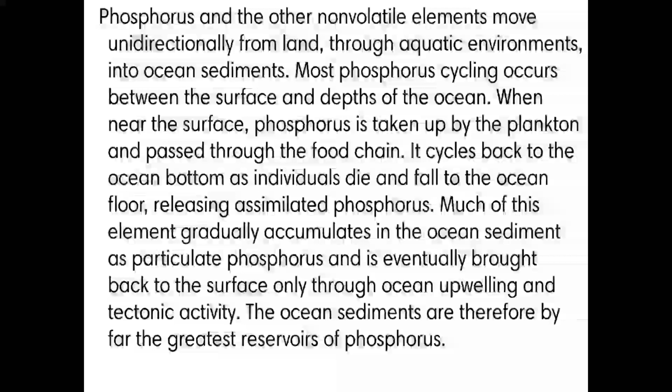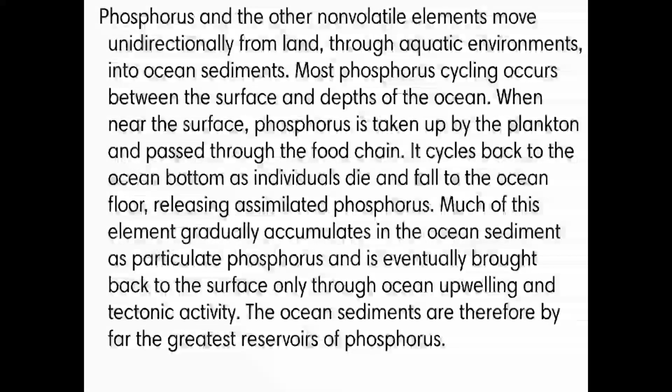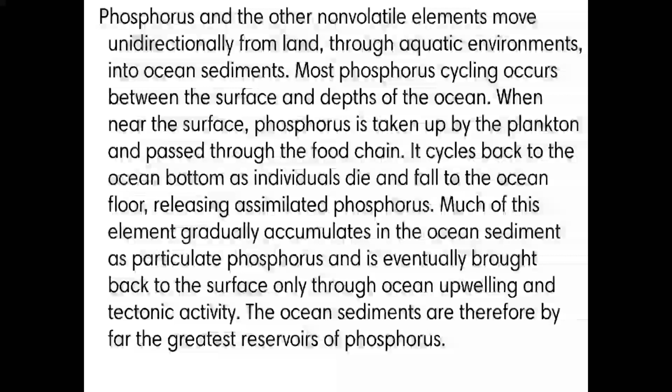Phosphorus and the other non-volatile elements move unidirectionally from land through aquatic environments into ocean sediment. Most phosphorus cycling occurs between the surface and depths of the ocean. When near the surface, phosphorus is taken up by the plankton and passed through the food chain.